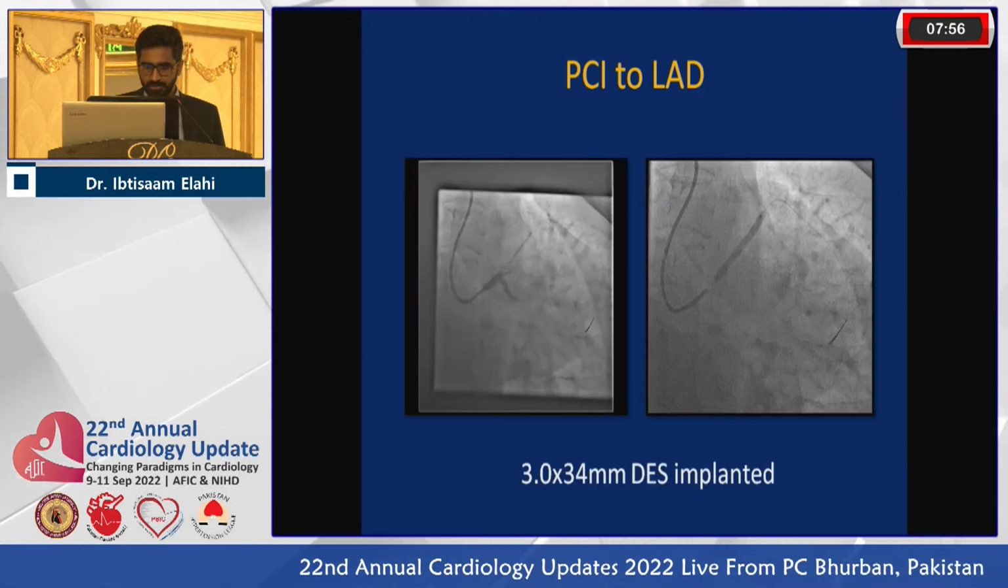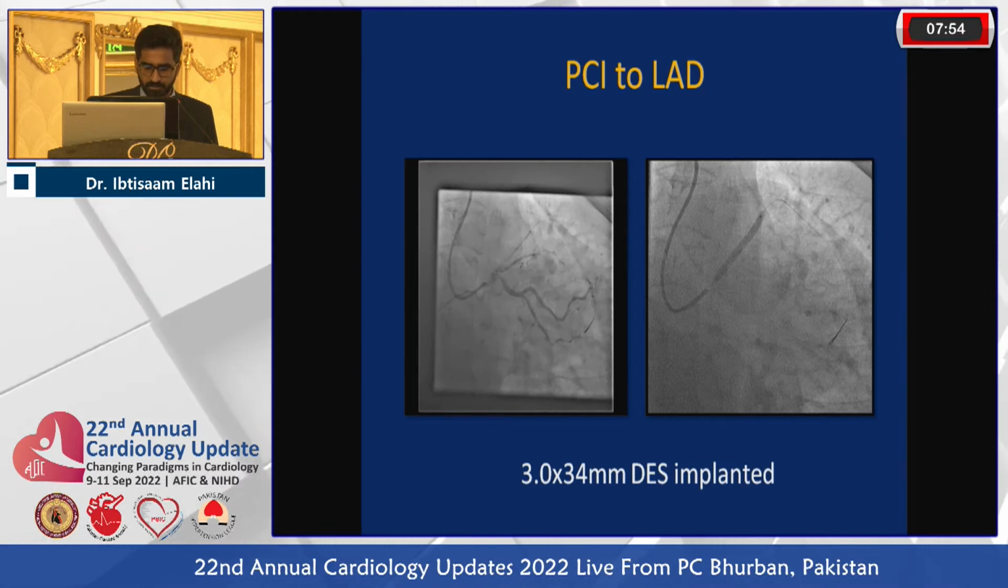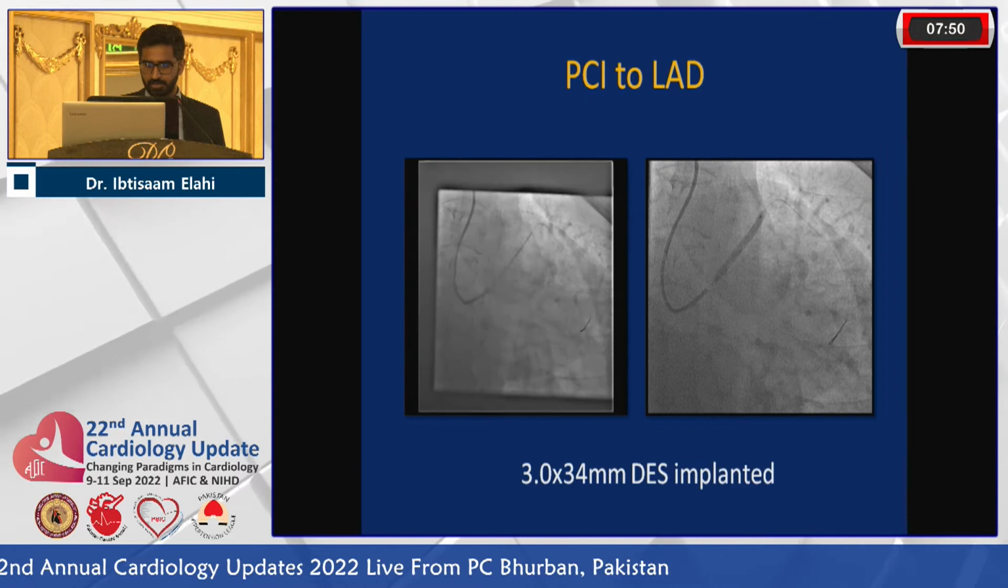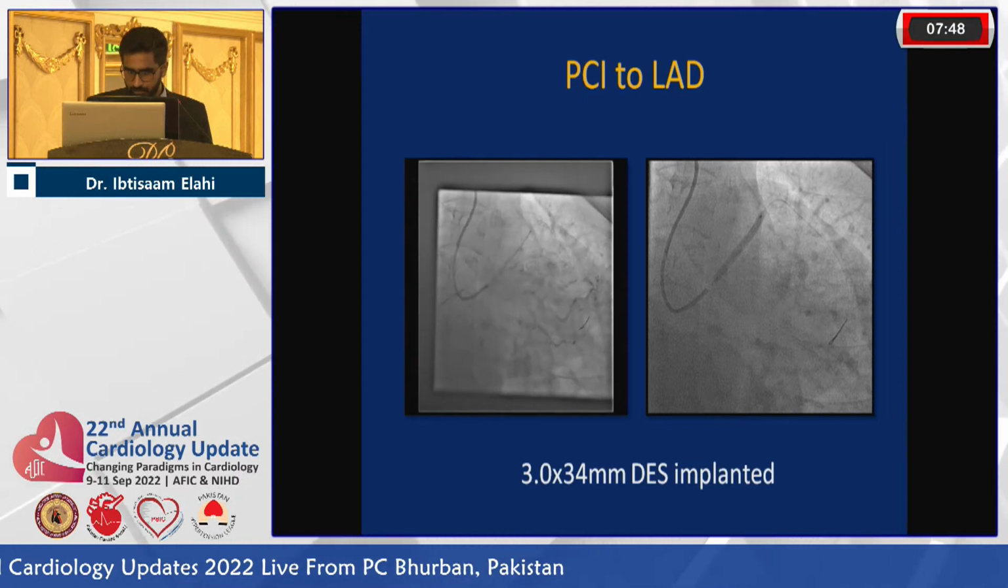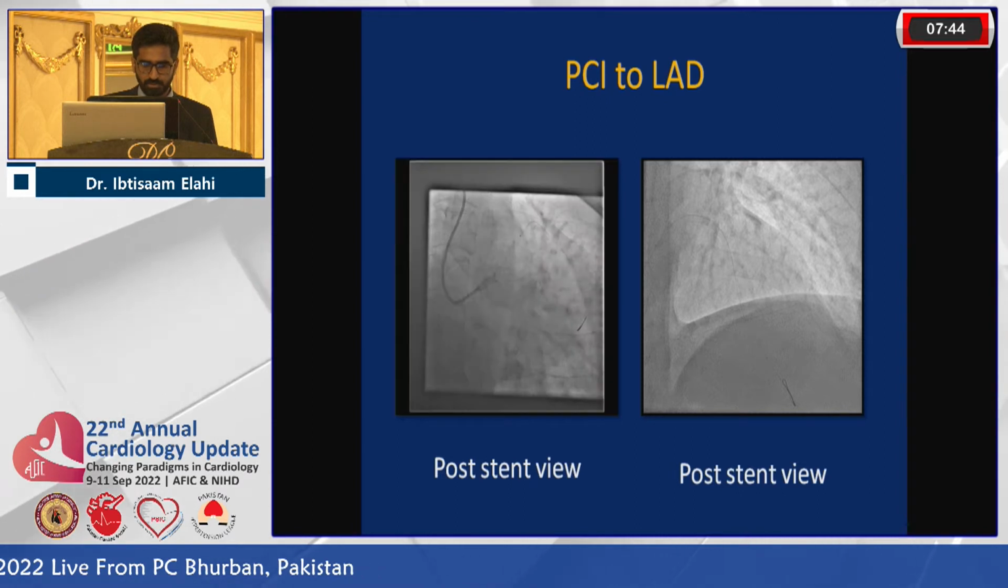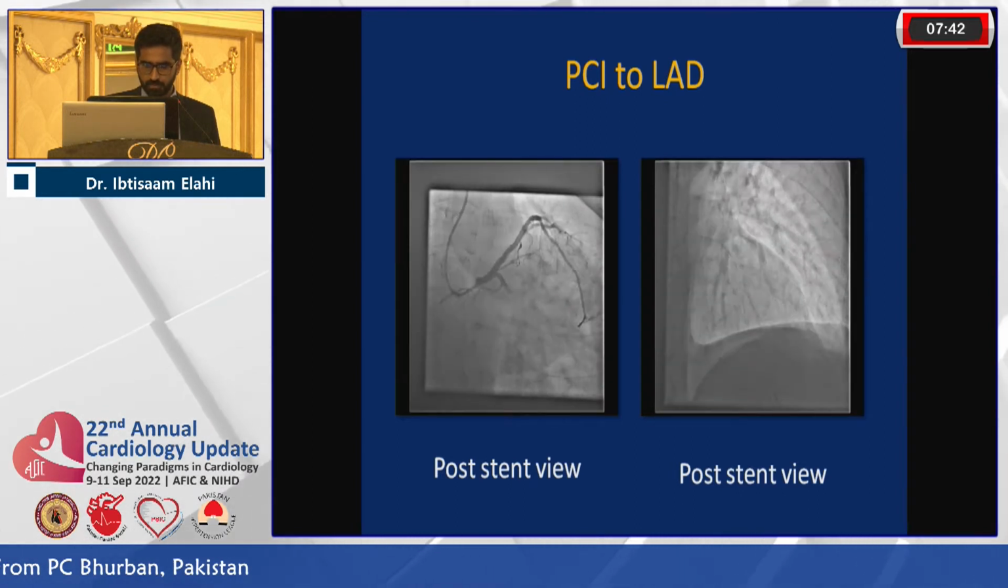So this is the next slide which shows stent is being deployed. A 3x24 mm stent was implanted. This is the post stent view.